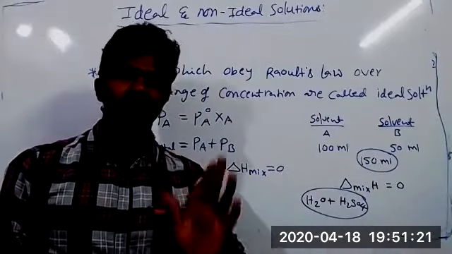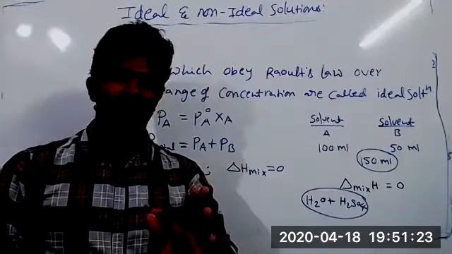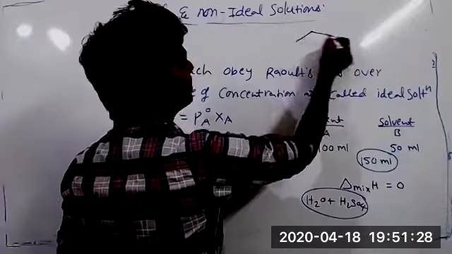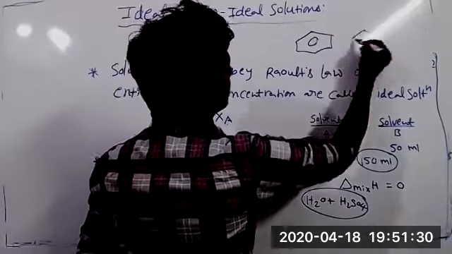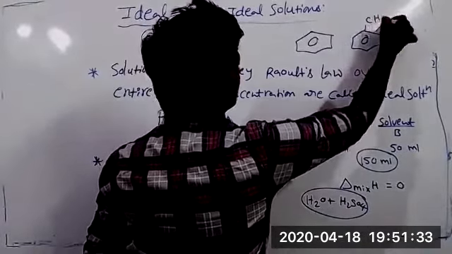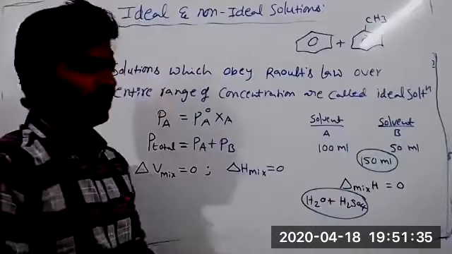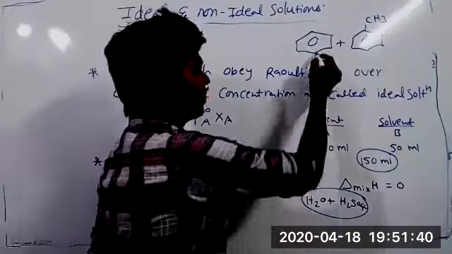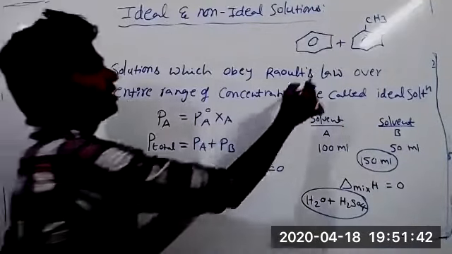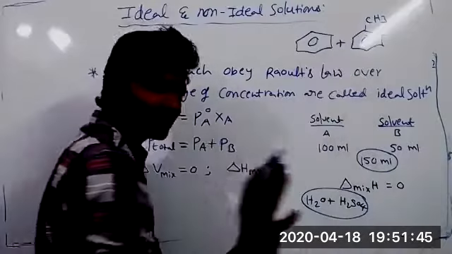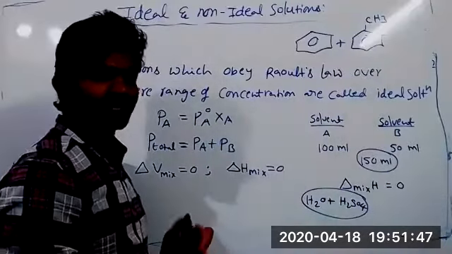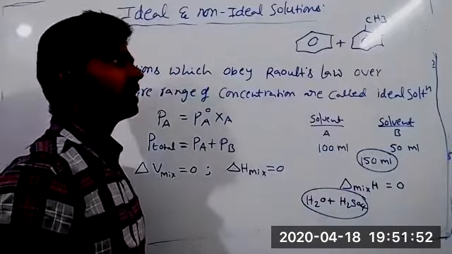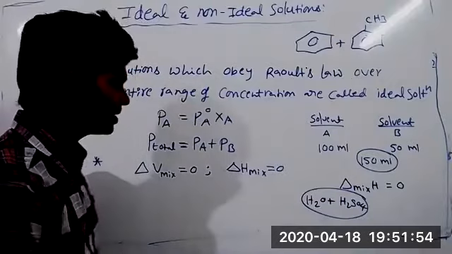Now, suppose you mix, one example, I think you didn't see these solvents, you don't have an idea. Benzene and toluene. When you mix benzene and toluene, no heat is absorbed, no heat is evolved. This follows ideal behavior because both have almost the same chemical structure and molecular size. That's why the mixture of benzene and toluene is considered an ideal solution. We have a few examples of ideal solutions.